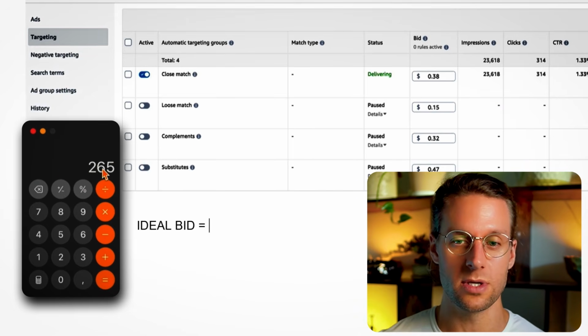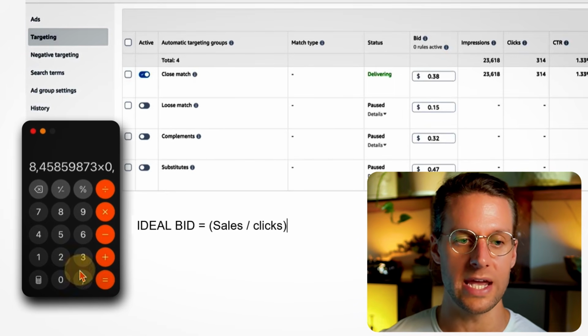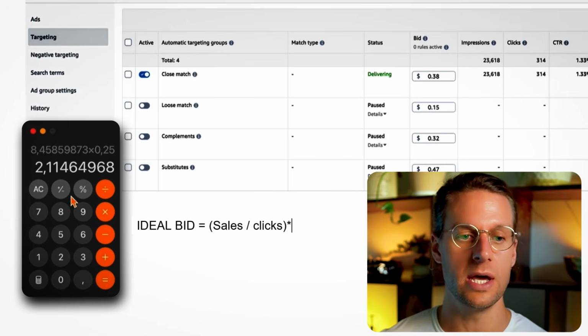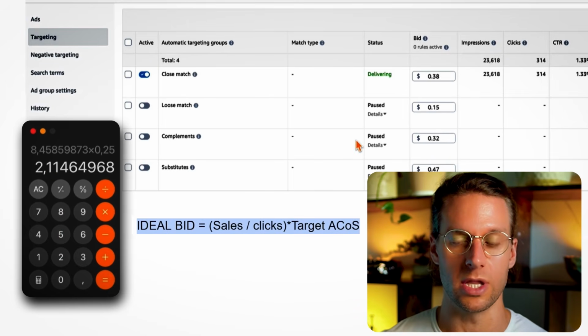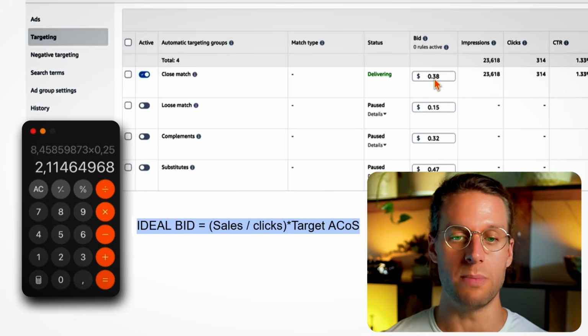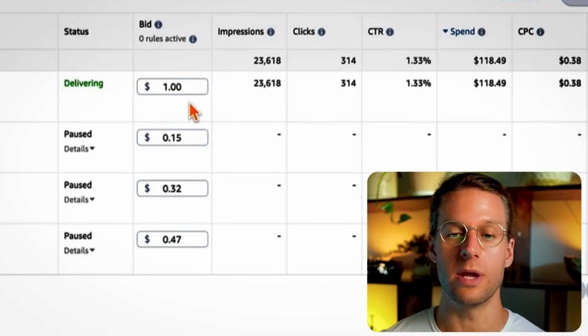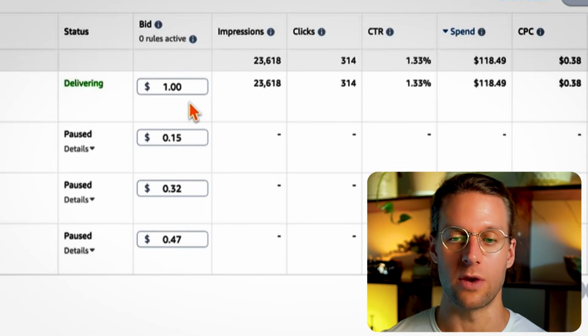So we're gonna do sales, which is 2,656 divided by clicks, 314, which is $8.45 per click, times our target ACoS of 25%, which gives us $2.11 per click. So we're not going to change it all the way up to that. That's too dramatic of a change. And we have bid adjusters that up that bid automatically. We're just going to change it to $1, somewhere in between where we're currently bidding and where our ideal bid would be based on that formula. Because again, you want to make these changes incrementally.